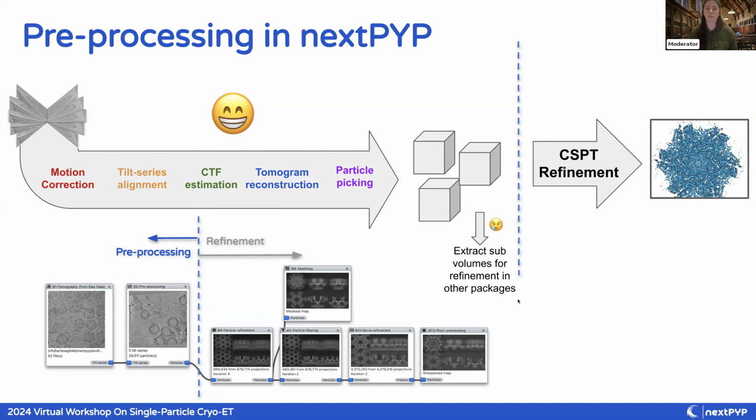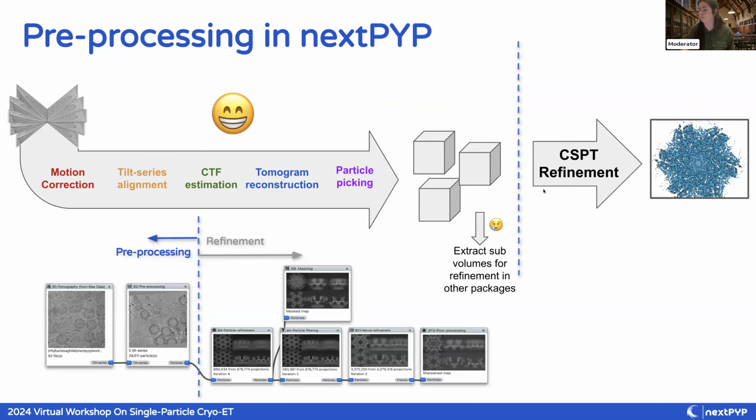Once we're done, you then get a particle set, and we've shown these 3D here because that's typically how tomography particles are represented, but our particles are 2D projections that we're then going to use for constrained single particle tomography refinement, as you'll see in the next session.